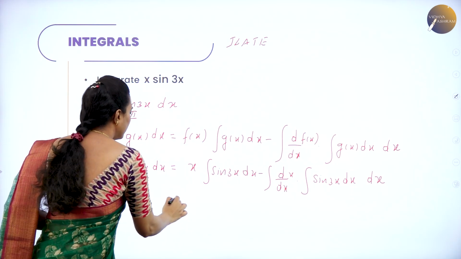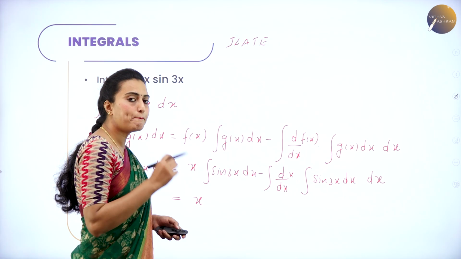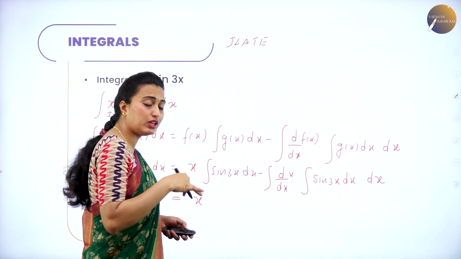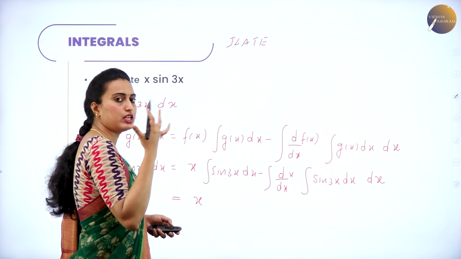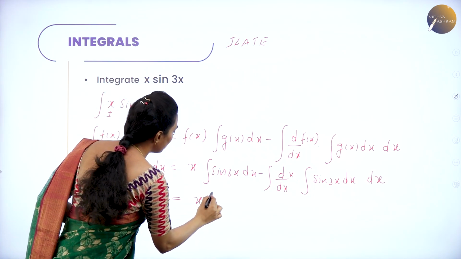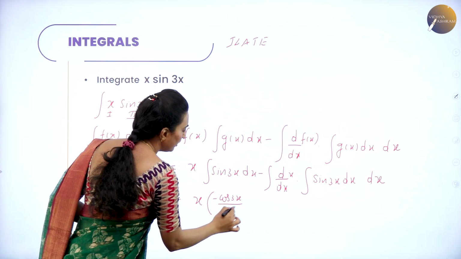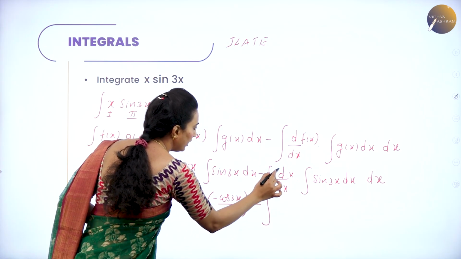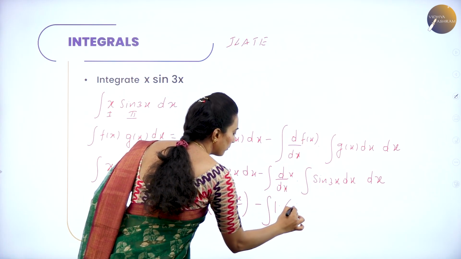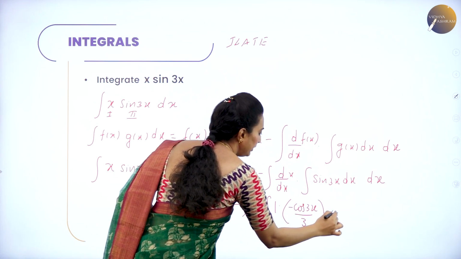Now here, further simplification: x into integral of sine 3x is what? Minus cos 3x divided by 3, because we need to divide by the coefficient of x in case of integration. In case of differentiation we are going to multiply, isn't it? So here x into minus cos 3x divided by 3 minus integral of d by dx of x, which is 1, into integral of sine 3x, which is minus cos 3x divided by 3, into dx.